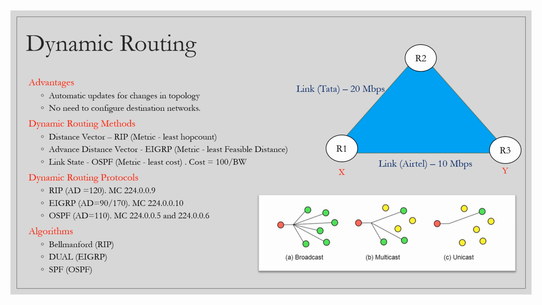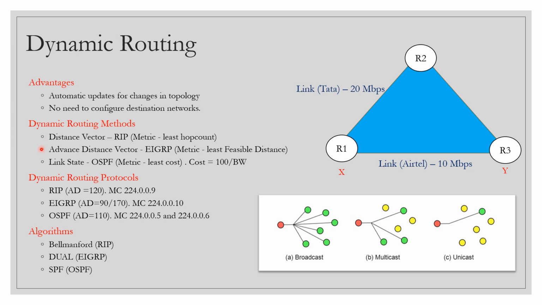Now when we talk about dynamic routing, we have got three kinds here. One is the distance vector, one is the advanced distance vector, and one is link state. Distance vector is actually RIP, or what we call the Routing Information Protocol. That's a pretty old method, and the metric is least hop count. We'll come to what we mean by the metric slowly.